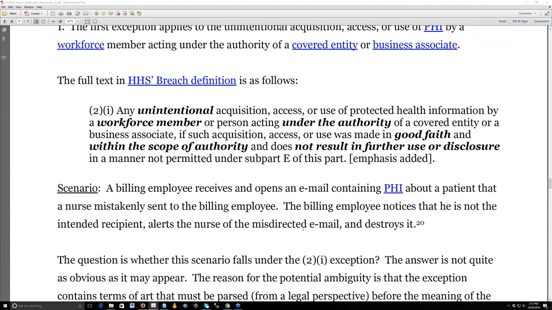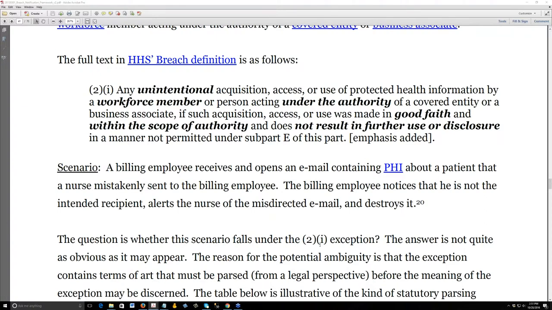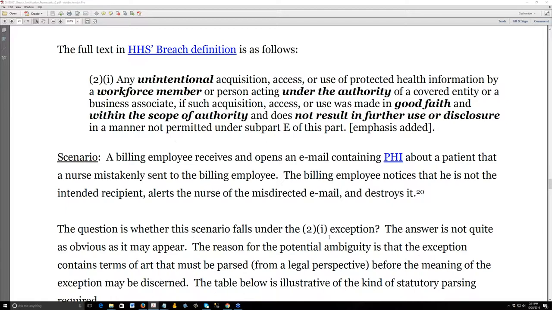That 500-page omnibus rule PDF, and let me just say quickly, the omnibus rule is not really a rule. The omnibus rule was near final rulemaking that resulted from the HITECH Act. It modified the privacy rule, the security rule, and the breach notification rule. It's not a rule in and of itself, it's just final rulemaking. HHS took the opportunity to provide some guidance around these exceptions and how you should think about them.